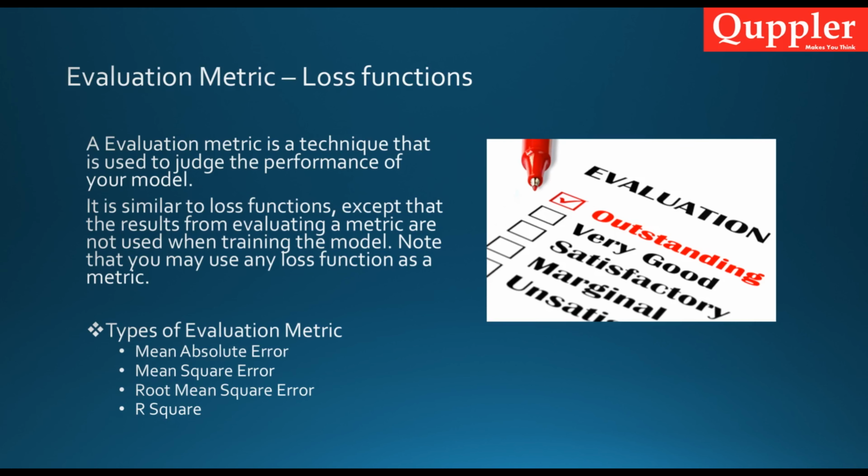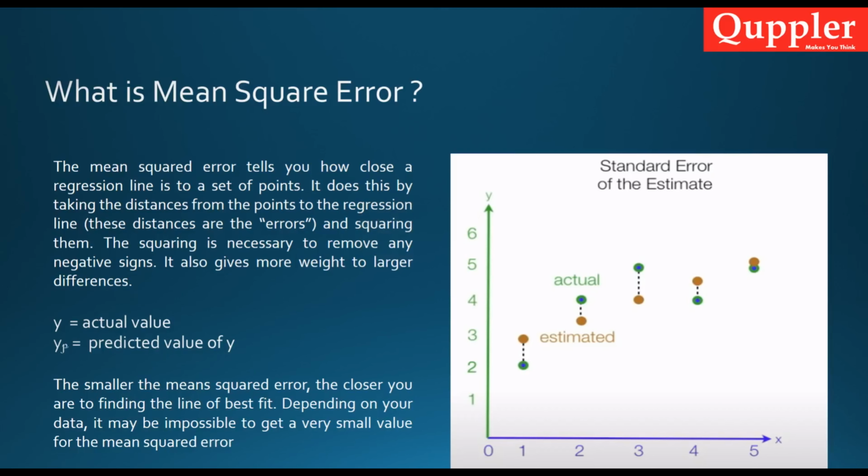So the first evaluation metric we're going to cover is mean square error. Mean square error basically tells you how close a regression line is to a set of points. It does this by taking the distance from the points to the regression line and squaring them. Squaring is necessary to remove any negative sign. It also gives more weight to your large differences.